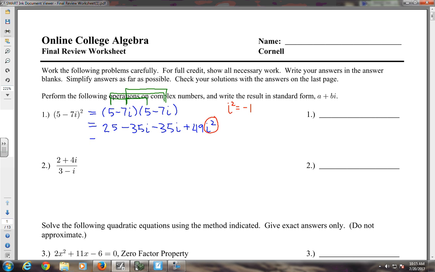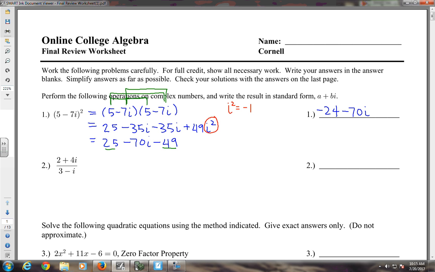So on the next step, I want to combine my two middle terms to get negative 70i. And then notice we have 49 times negative 1, which gives us negative 49. To finish, we simply need to combine our real parts. 25 minus 49 gives us negative 24. And then negative 70i is next.